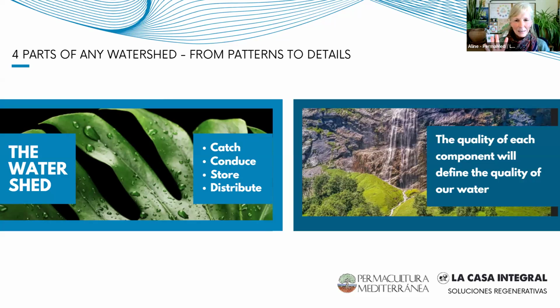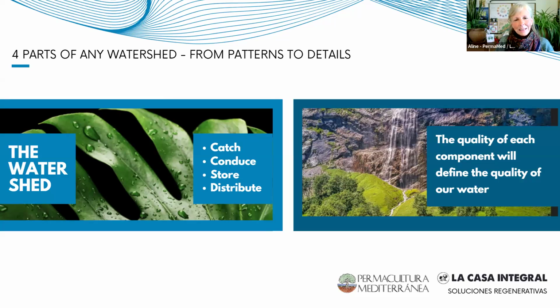then we must ensure the quality of these 4 elements. All catchment zones must be pristine ecosystems. All conduction areas must be natural and not straight concrete channels. Storage must exist. If there is no storage of water, the landscape will dry out. And distributing water in an equitable and just manner for all beings is what we need to look at.